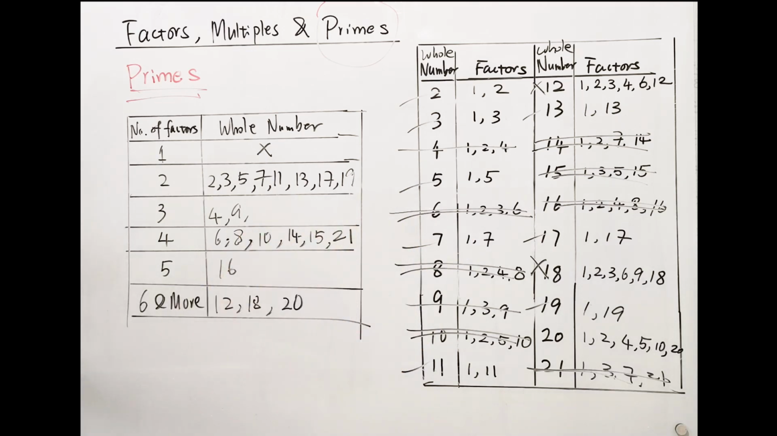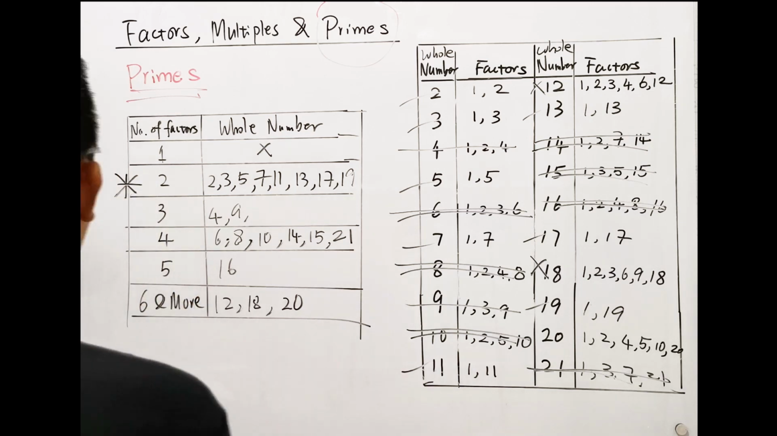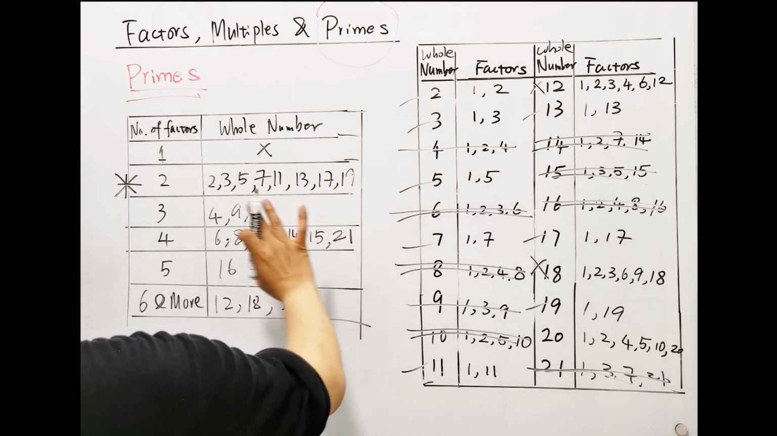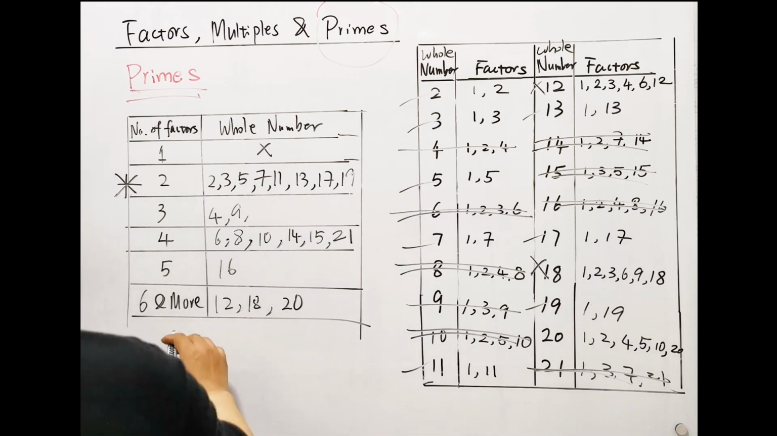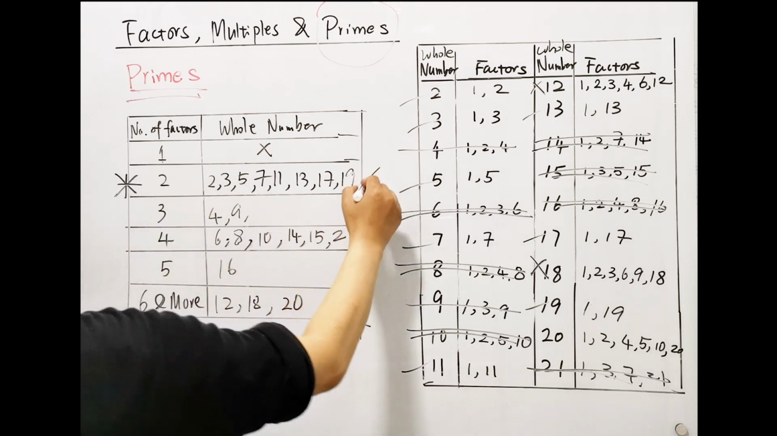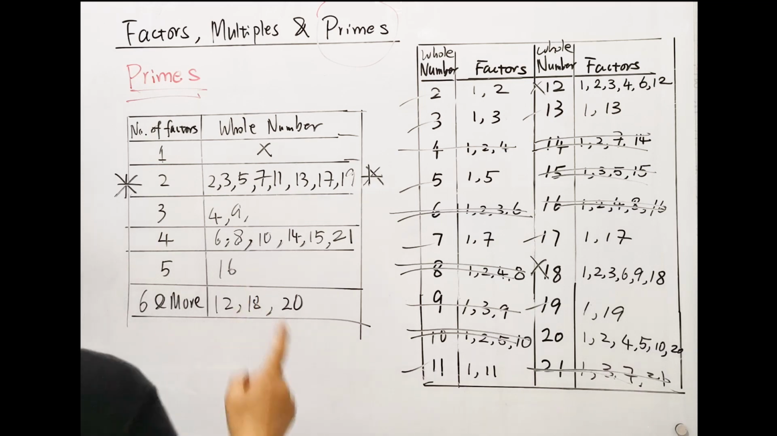Okay, so in this case, this group of whole numbers, we call them prime numbers. Okay, prime numbers. So this is very important. We call them prime numbers. So a prime number is a whole number greater than 1 and has only 2 factors.